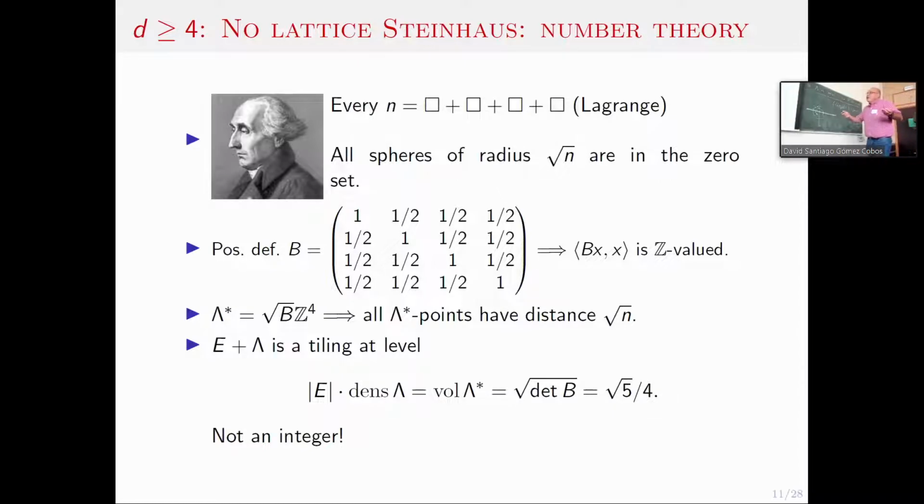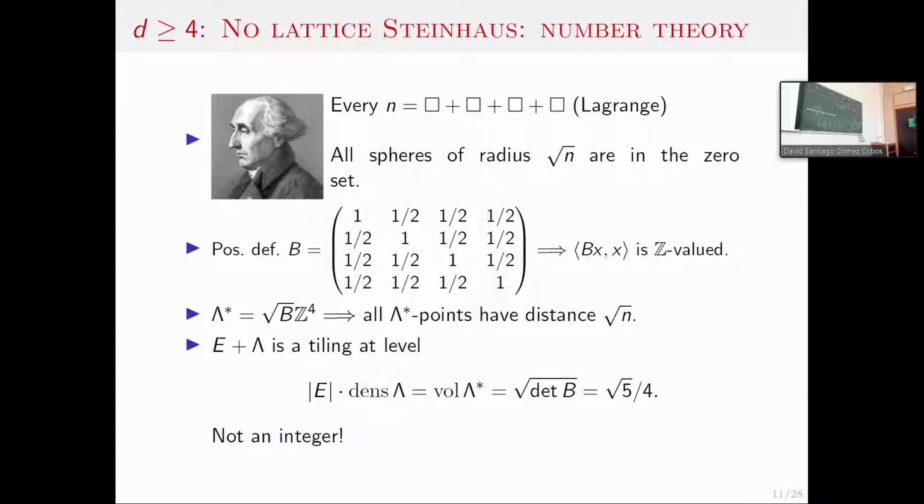So what kind of tiling do I have? How do I find the level of the tiling? The level of the tiling is always the volume of the set times the density of the lattice. Always. What is the volume of the set? 1. What is the density of the lattice? The density of the lattice is what we call the volume of the lattice, or the determinant of the matrix.